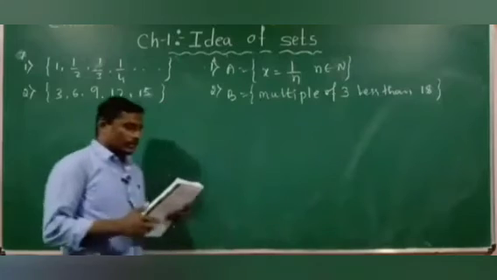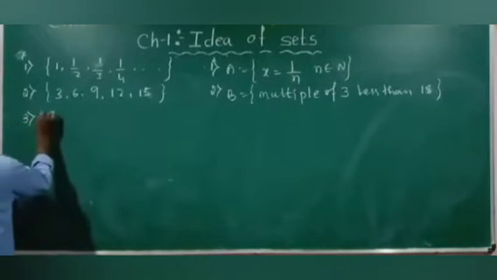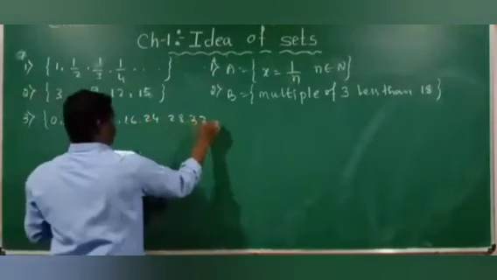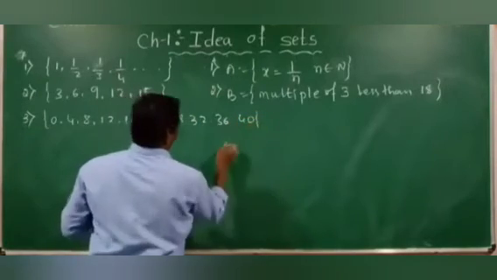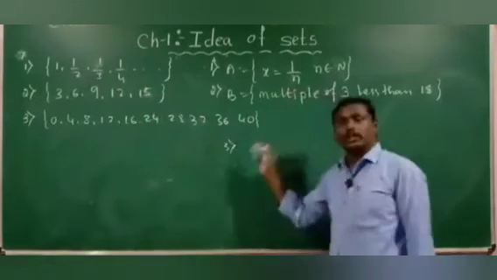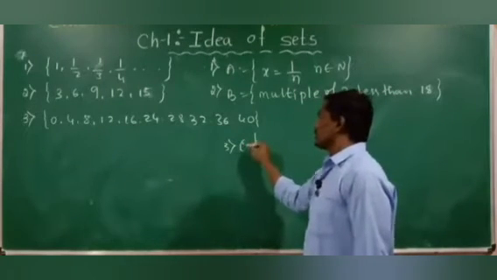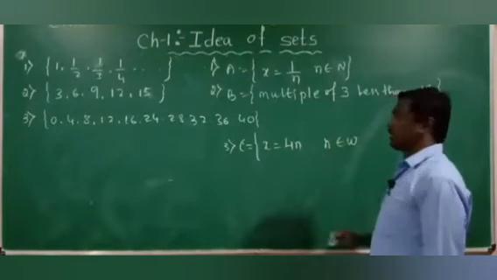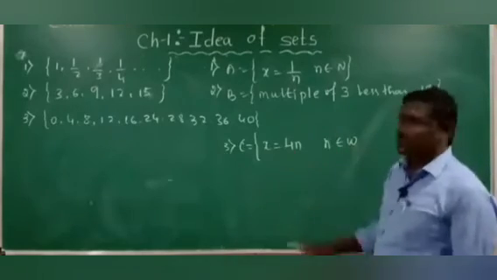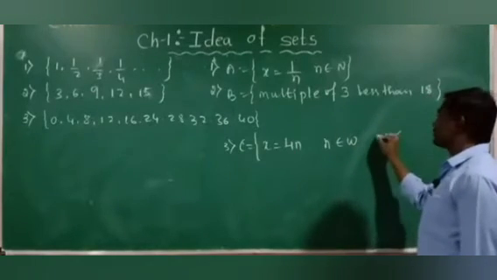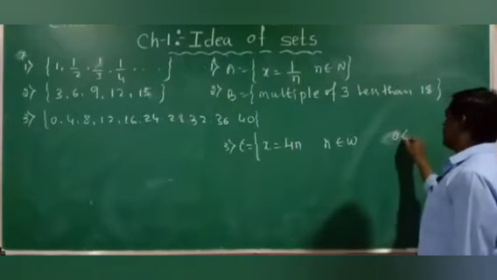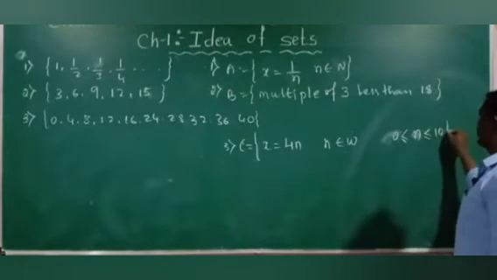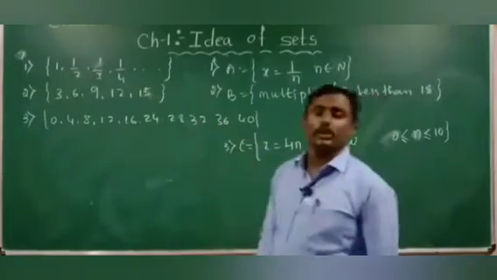Okay, next, the third main question. 0, 4, 8, 12, 16, 20, 24, 28, 32, 36, 40. For this third question, we need to represent it in set builder form. So here C is the set of x such that x is equal to 4n, where n belongs to whole numbers. N belongs to whole numbers because the numbers start from 0, and n is greater than or equal to 0 and less than or equal to 10. This is the statement that satisfies the given elements.